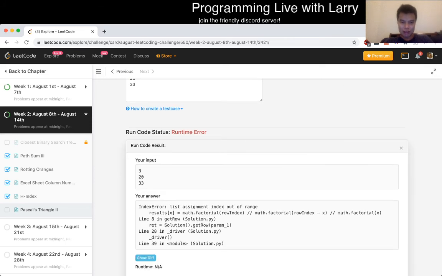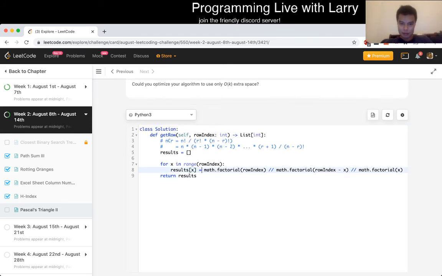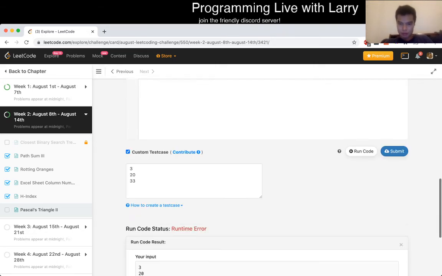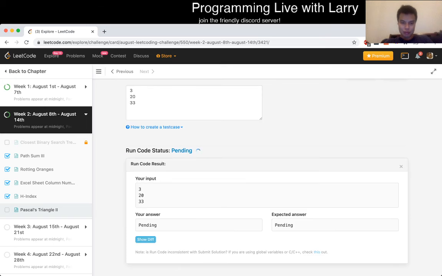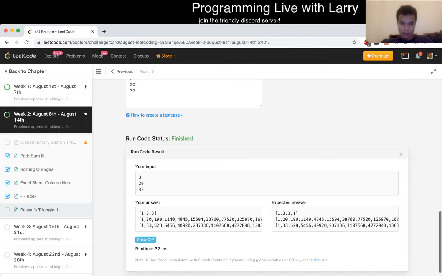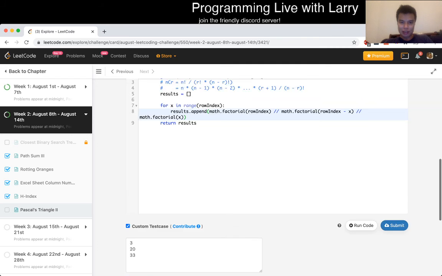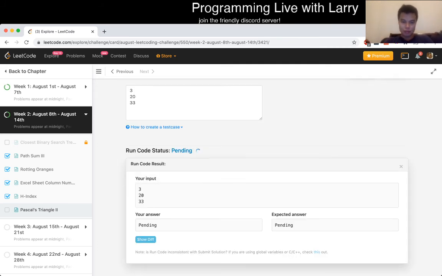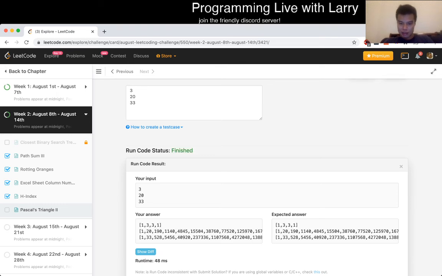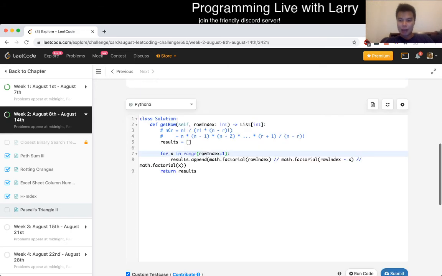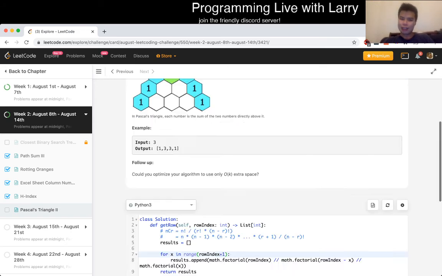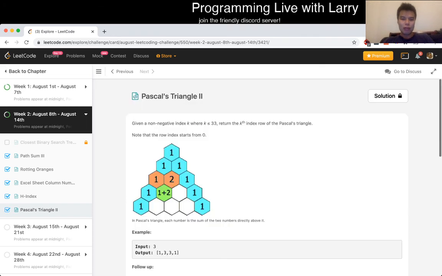Oh, whoops. I am off by 1. See? Oh yeah, because it doesn't include the row index, so that's okay. Yeah, this looks pretty okay, so I'm relatively confident. So let's just submit it. But this is a very well studied problem, so there are a lot of different ways to do it.